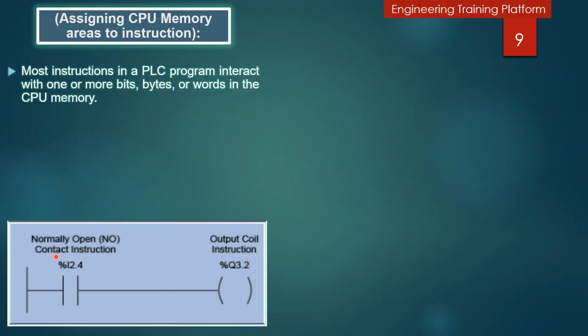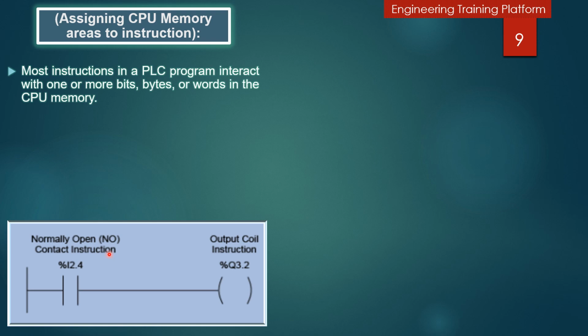You can see here in the picture the normally open contact instruction and the output coil instruction. Here we are explaining about assigning CPU memory areas to instructions. The input and output are preceded by the percent sign, with I indicating input and Q indicating output. And these are the addresses I2.4 and Q3.2.